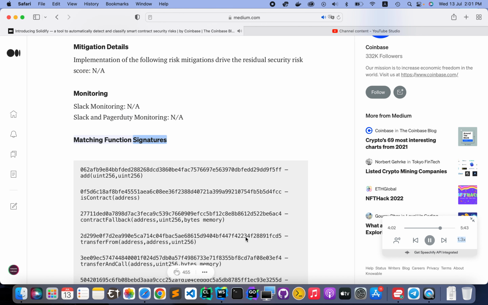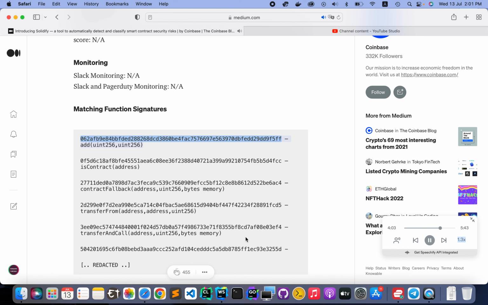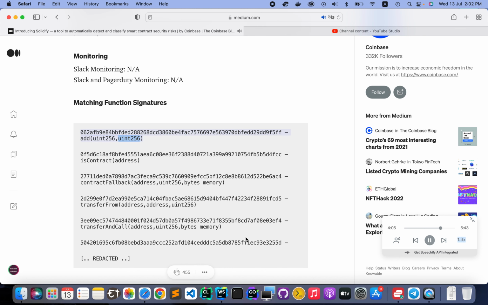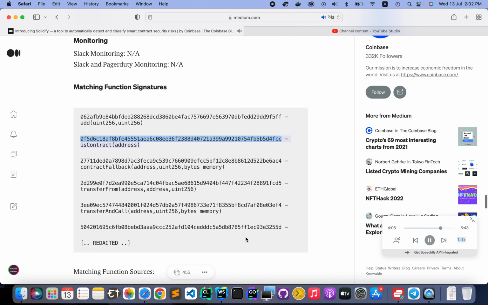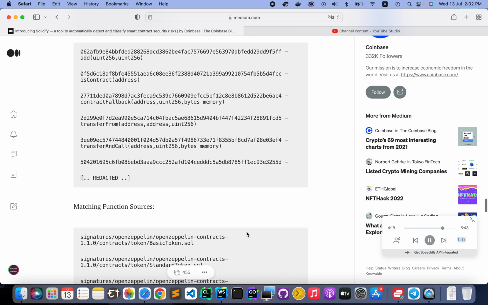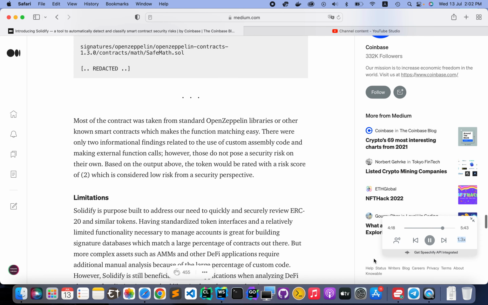Matching function signatures. 062 of 9E84288DCD3860B4FAX 7576697E56397PED29DD9F5FF at uint256, uint256, 0F5D6E18F8. Redacted.